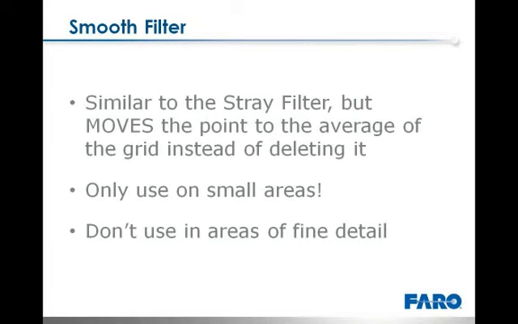The smooth filter. Smooth filter operates in a similar way to the stray filter, but instead of deleting the point, it moves it to the average of the grid. If a point is outside of the distance threshold from the initial point, then the outlier will not be used in the calculation. This corrects for noise on a surface that is smooth in reality, but where environmental factors cause the points to be rough. It is best to avoid using it on areas of fine detail, instead sticking to smooth surfaces.